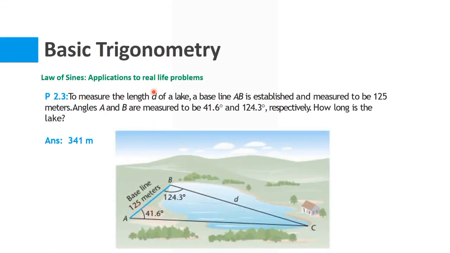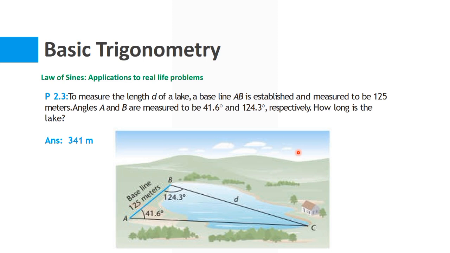Now this is a practical application of the law of sines. In this problem, we measure the length D, which is this side. This shows the length of the lake or pond. A baseline AB is established and measured to be 125 meters. Angles A and B are measured to be 41.6 degrees and 124.3 degrees respectively. How long is the lake?